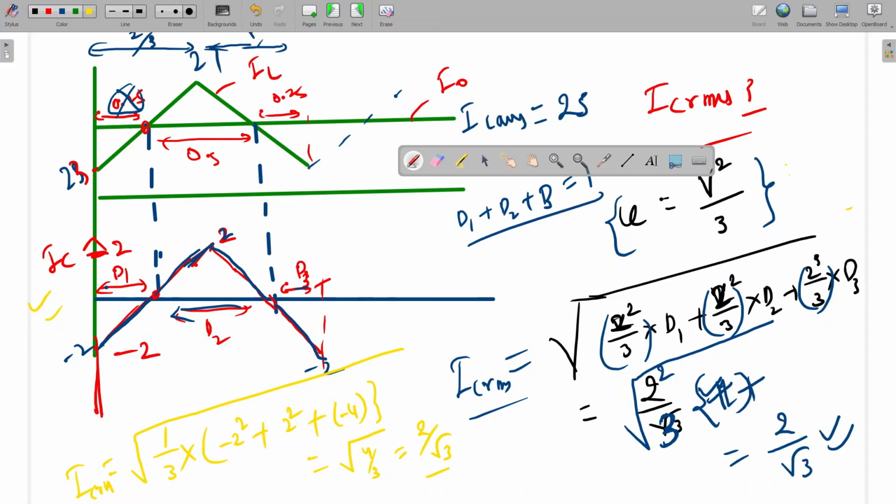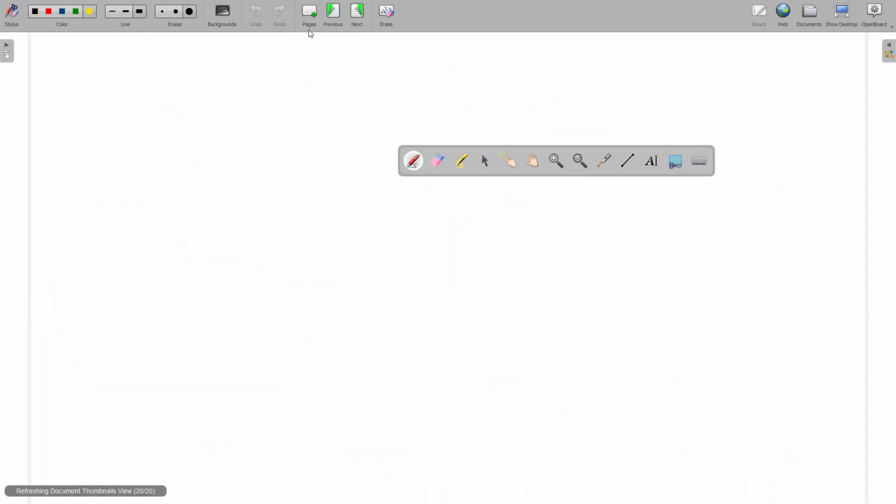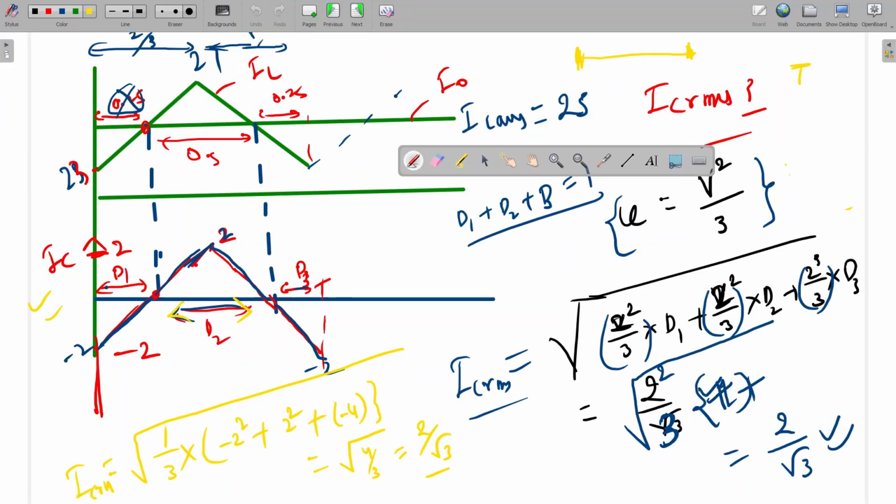Sir, I didn't get how D1 plus D2 plus D3 is equal to 1. How? See, D means the total time period. Let's say the total time period, so the duty for the total time period will be 1. I will explain with an example. Let's say the total waveform T is equal to 1. Total duty means a small duty D1, this D2 and this D3 should be equal to 1.